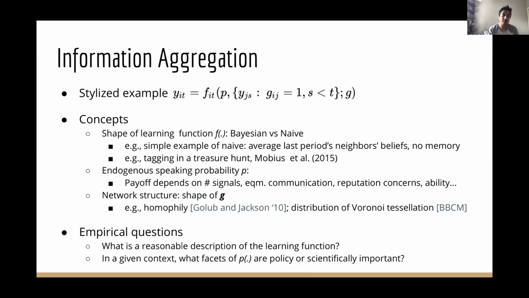Last one, network structure itself, right? I'm not going to get into network structure again for this talk, but there are things like homophily, distribution of Voronoi tessellations, all of these structural features of a graph that matter for how well people work. I have a paper with Abhijit and Marcus and Emily on Voronoi tessellation, and Matt and Ben have written on homophily quite a bit. It matters how we think about modeling real world networks and network formation problems. The empirical questions from this are, what's a reasonable description of F? And in a given context, what facets of P do we care about?